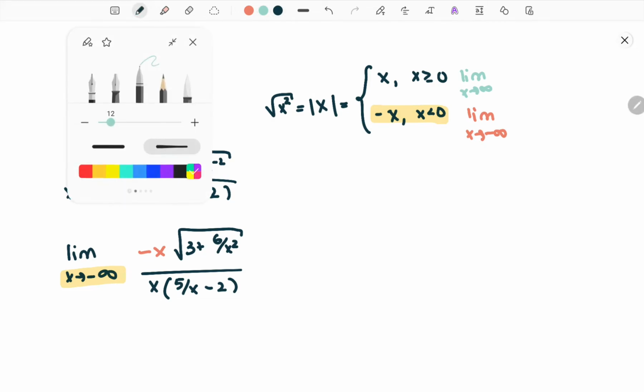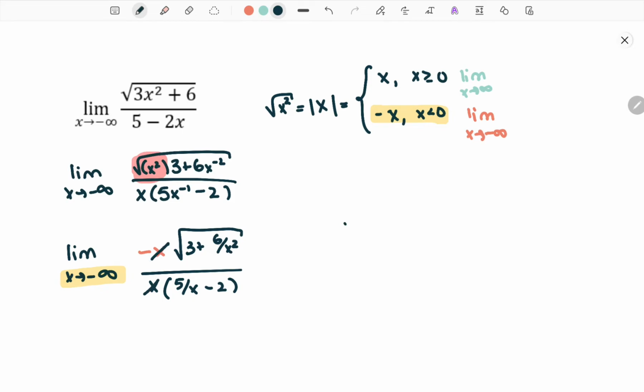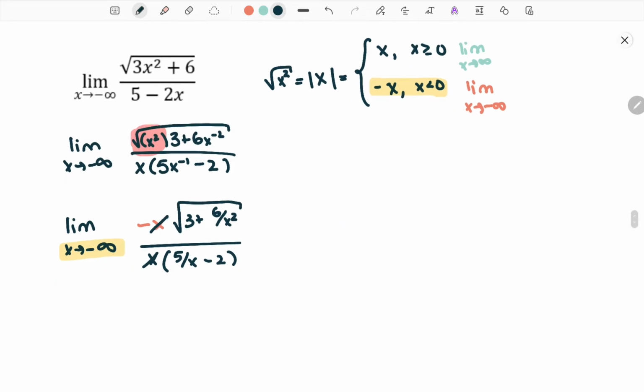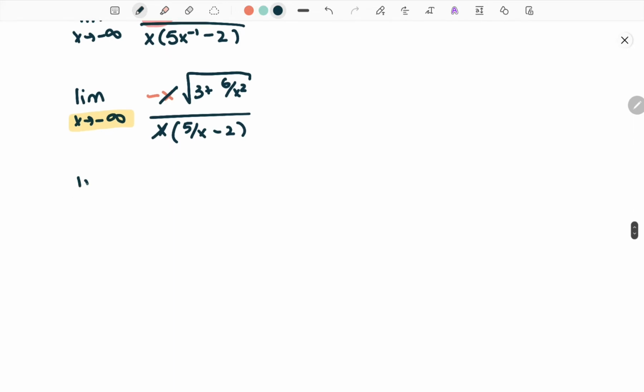Things still cancel. Everything's still good. I can say this cancels with this. It's just leaving a negative in its place. So the limit, as x approaches negative infinity, is now going to be negative 1 times the square root of 3 plus 6 over x squared. And then on the bottom, 5 over x minus 2.